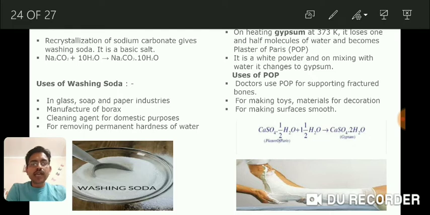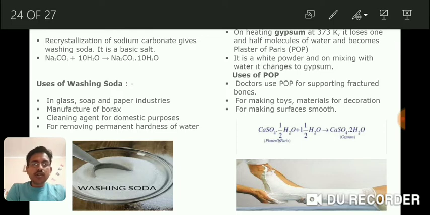Hard water contains calcium or magnesium salts and does not produce foam with soap. So this water is unsuitable for washing purposes. To make it suitable for washing purposes, washing soda is added in it. Washing soda removes permanent hardness of water.